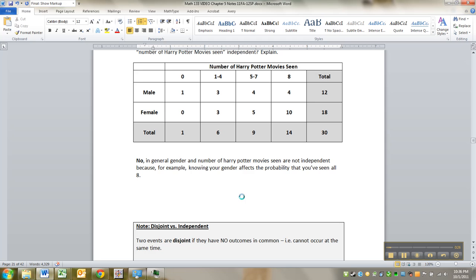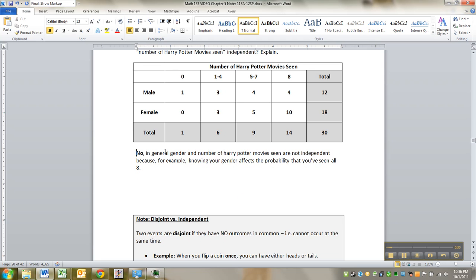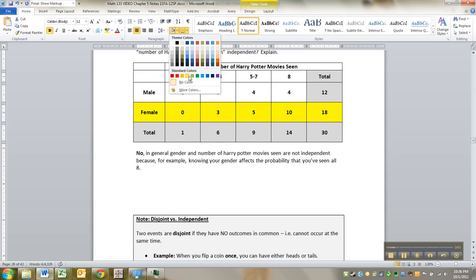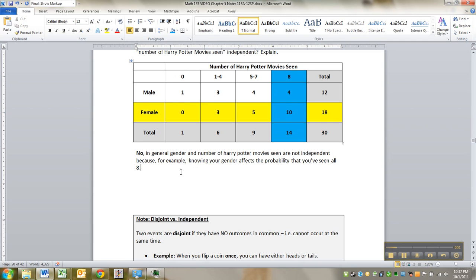So I want us to take a step back and look at this Harry Potter example a little bit more. I talked about the female and seeing all 8 movies, namely this row and this column. I'm going to highlight it a little bit, give it a blue color. There we go. So bear with me here.